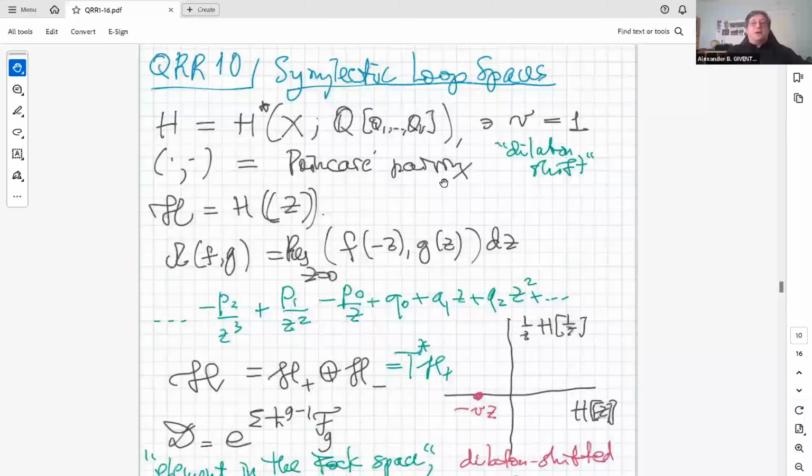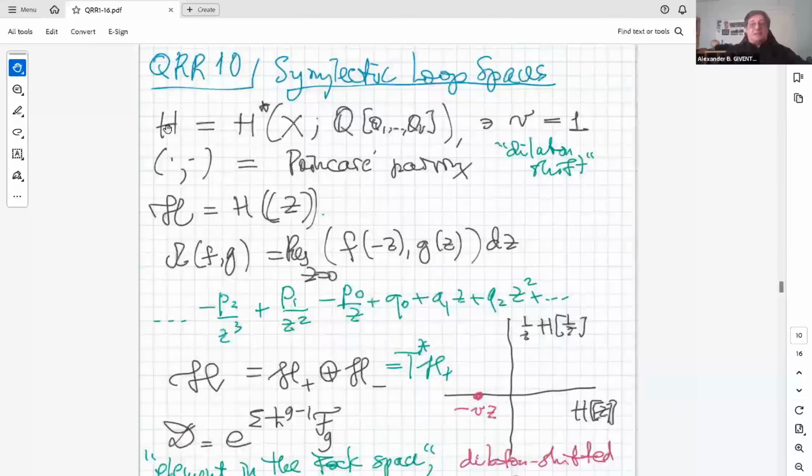This pairing will be the Poincaré pairing, so really it's not a space H but a super space, and actually it's a module over this Novikov ring. And this vector V will be just the unit vector in the cohomology algebra. Now, the loop space is not a loop space of the target space, it's a loop space of this cohomology space. So it is this curly H, the space of Laurent series in one indeterminate z with vector coefficients in this finite dimensional space H.